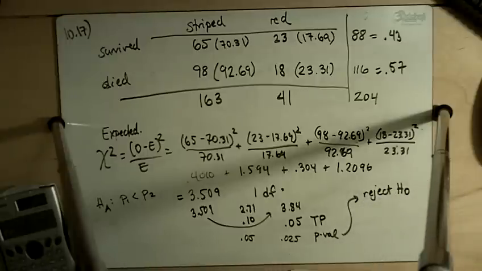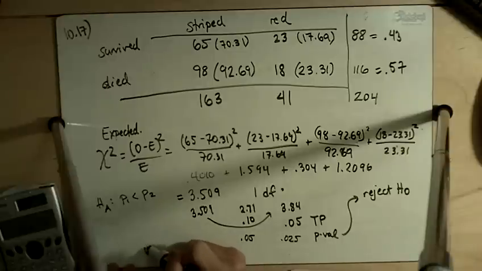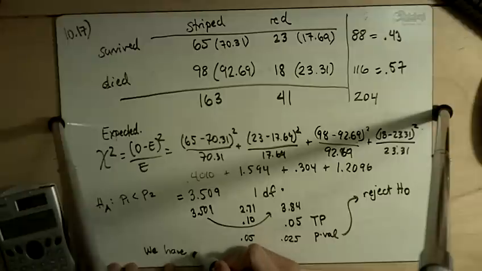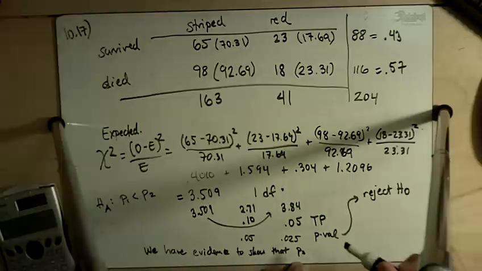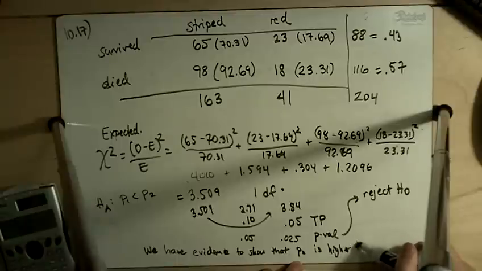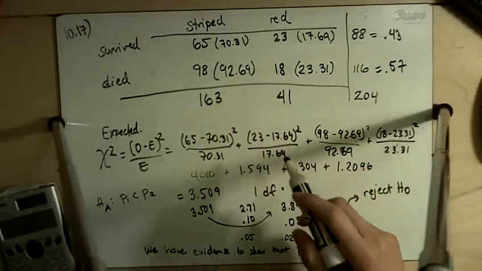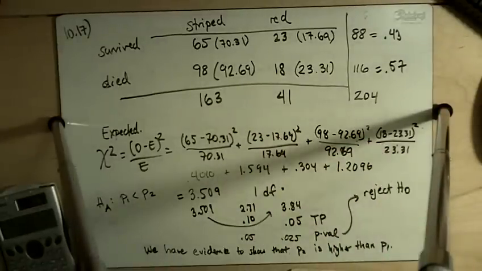In words, we say we have evidence to show that the proportion of red salamanders that survive is higher than P1, which is the proportion of striped salamanders that survive. So out of our 204 salamanders, we do have evidence to show that the red salamanders survive at a higher rate than the striped salamanders.